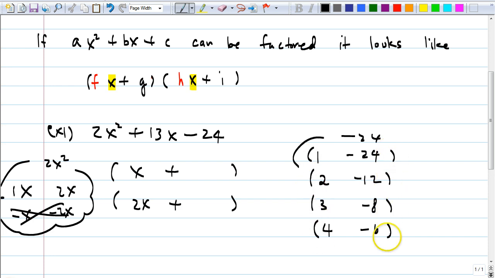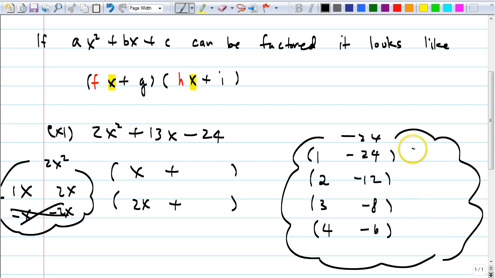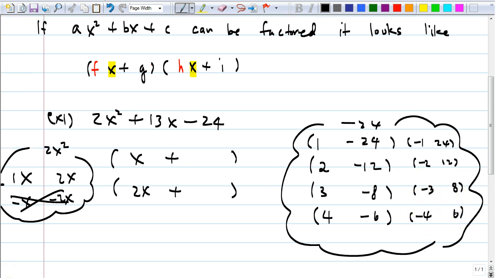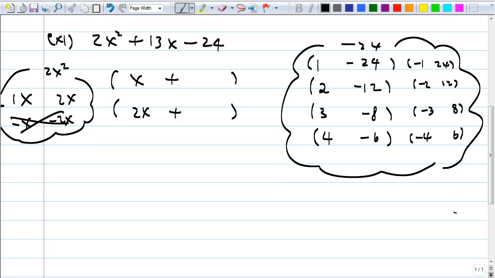Okay, is this the only case that I could have? Or, since it's negative 24, I could also have what? Negative 1 and 24. Negative 2 and 12. Negative 3 and positive 8, my bad. And then negative 4 and positive 6.